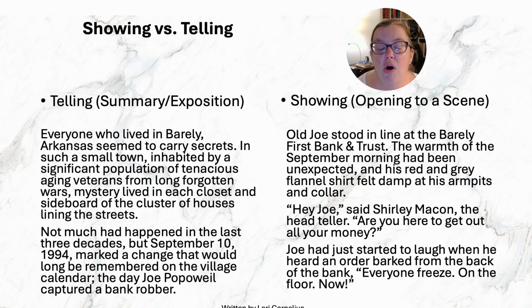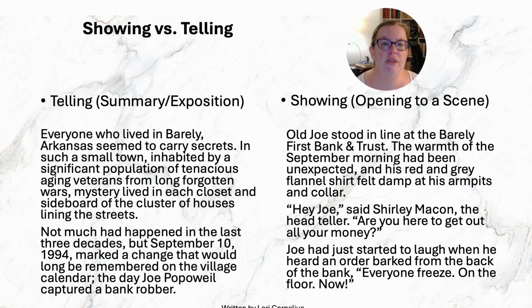Here's showing. Old Joe stood in line at the Beverly First Bank and Trust. The warmth of the September morning had been unexpected, and his red and gray flannel shirt felt damp at his armpits and collar. "Hey, Joe," says Shirley Macon, the head teller. "Are you here to get out all your money?" Joe had just started to laugh when he heard an order bark from the back of the bank. "Everyone freeze! On the floor! Now!" That's just the opening to the scene, but you can already see there are characters, there is dialogue, even a little bit of personality.